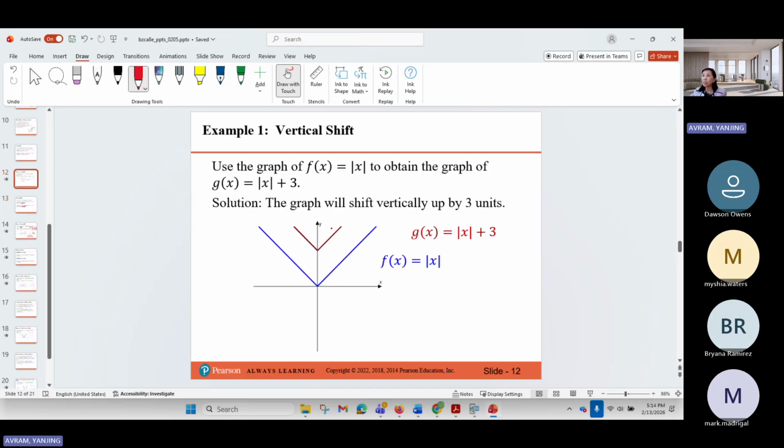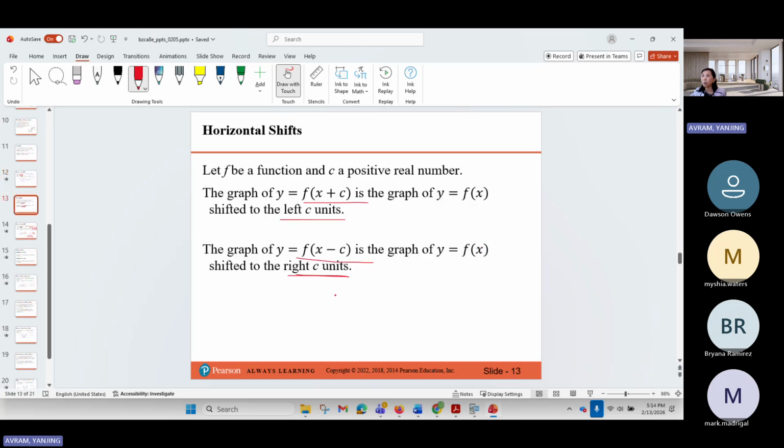The vertical one is easier. For the vertical one, the plus or minus is outside the x. Okay, so when you have a plus 3, it's moving up 3, right? When you have a minus 3, this is moving down. So the vertical one is outside the x. Up and down, positive is up, negative is down. All right. The horizontal one is a little bit challenging because it is a little bit different than the vertical one. So we're going to look at x minus c is to the right. x plus c is to the left.